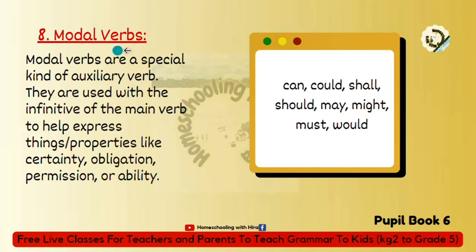Next is modal auxiliaries. Modal auxiliaries or modal verbs are a special kind of auxiliary verbs. They are used with the infinitive of the main verb to help express things, properties like certainty, obligation, permission, or ability. Modal verbs bhi auxiliary verbs hote hain, yani ke helping verbs hote hain, aur ye main verb ki infinitive form ke saath use hote hain to help express properties like आप कितना श्योर हैं किसी चीज़ के बारे में, अगर कोई पाबंदी है या ऑब्लिगेशन है उसके बारे में, इजाज़त लेने देने के बारे में, या किसी की एबिलिटी के बारे में कि वो कुछ करने के काबिल है या नहीं.